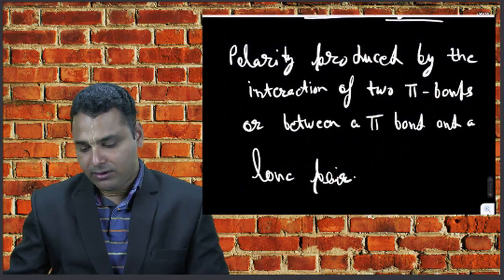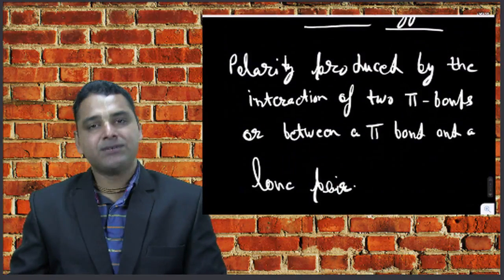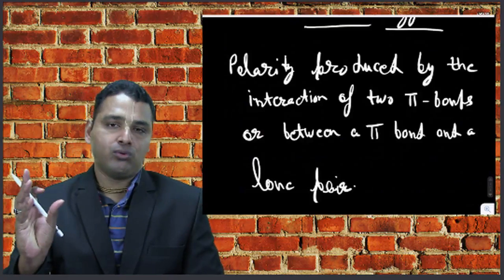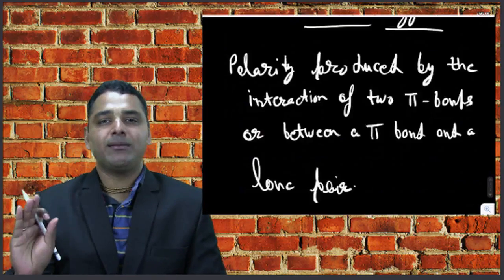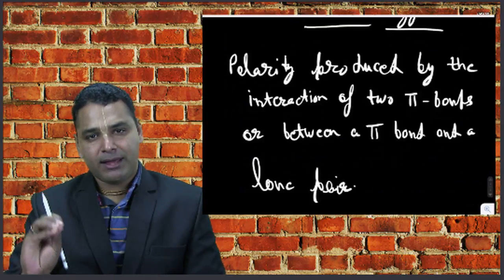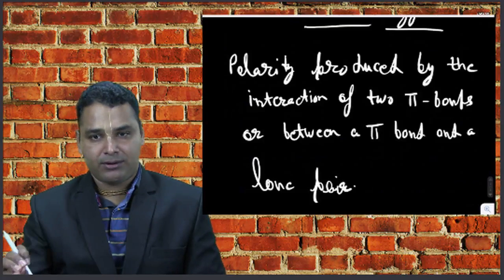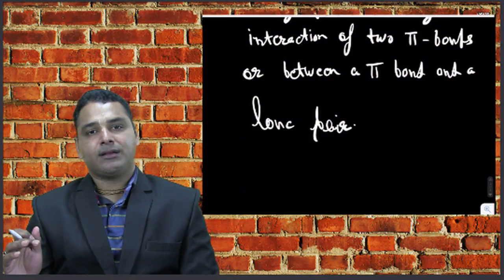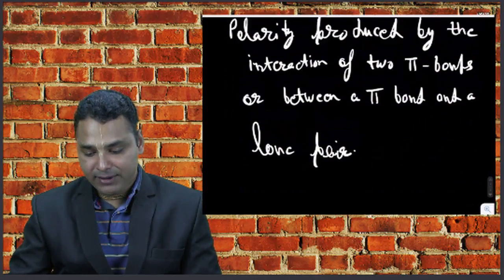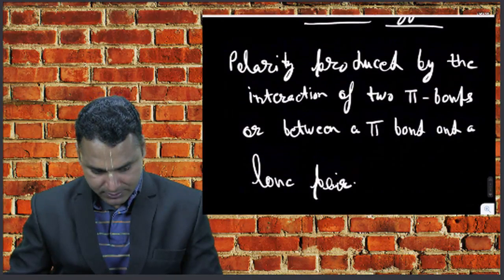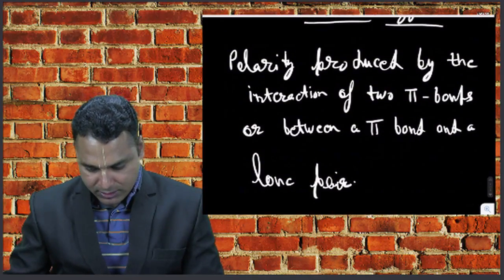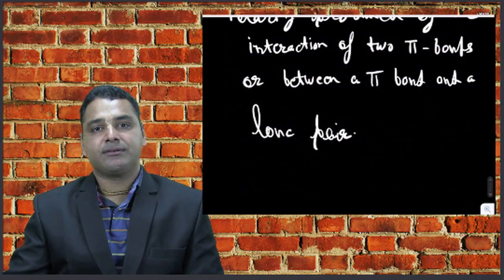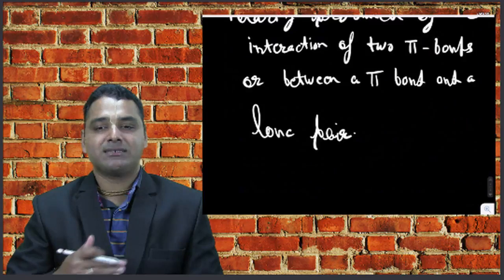But first of all, what is the resonance effect? It is the polarity produced by the interaction between two pi bonds, or one pi bond and one pair of lone pair electrons. This effect is produced by a group present on the adjacent atom, and it is transmitted throughout the chain.